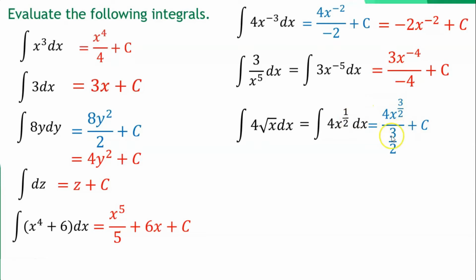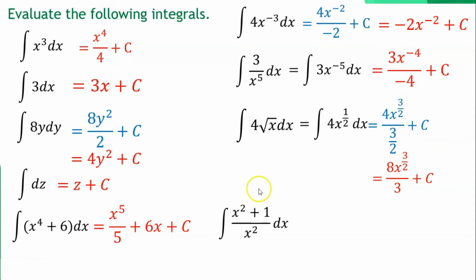So divided by 3/2, then plus c. So getting the reciprocal of 3/2, which is 2 over 3, then times 4. So that would become 8 x to the power of 3/2 over 3 plus c.